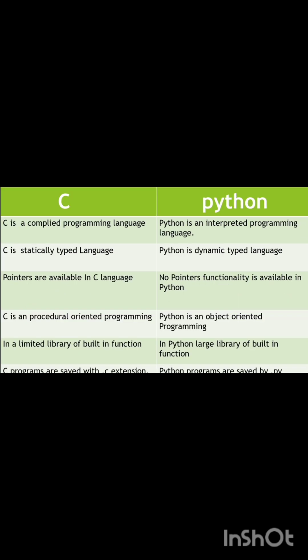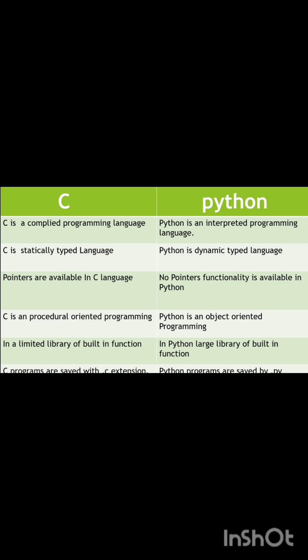The next difference is C and Python. C is a compiled programming language, and Python is an interpreted programming language. C is a statically typed language, but Python is a dynamically typed language. Pointers are available in the C language, but no pointer functionality is available in Python. C is a procedural oriented programming language, and Python is an object oriented programming language.